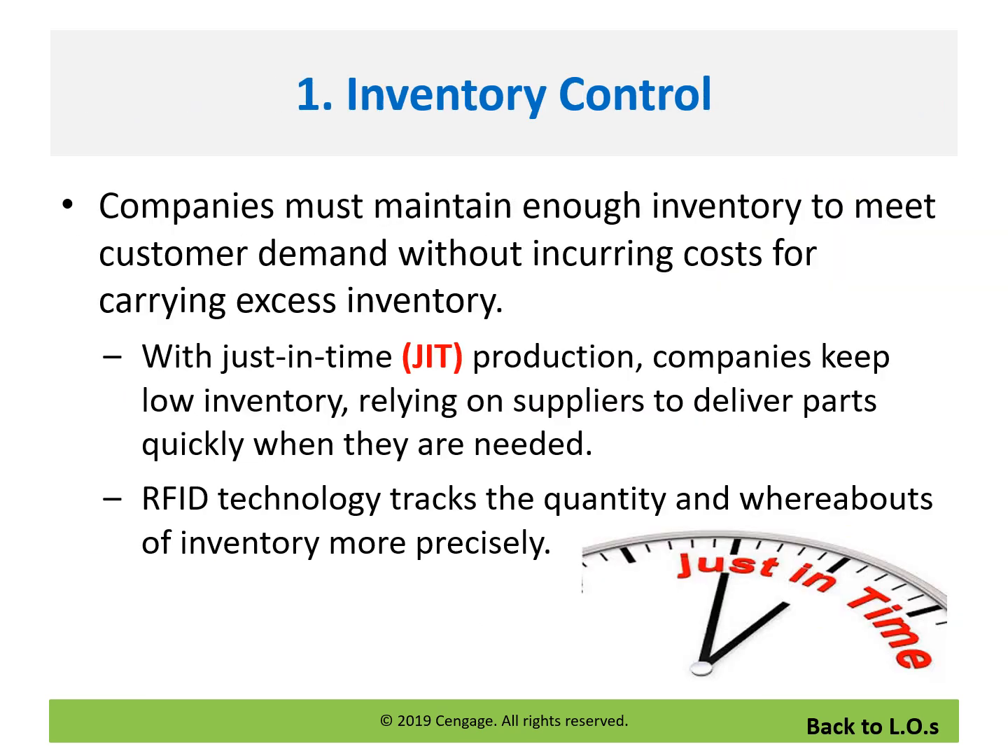Inventory control. Companies must maintain enough inventory to meet customer demand without incurring costs for carrying excess inventory. With just-in-time or JIT production, companies keep low inventory, relying on suppliers to deliver parts quickly when they are needed. RFID technology tracks the quantity and whereabouts of inventory more precisely.